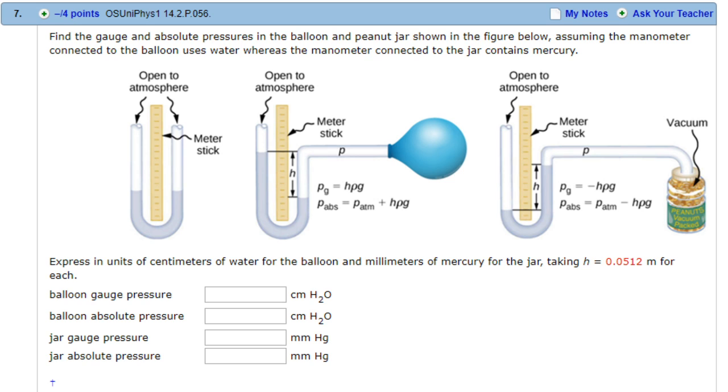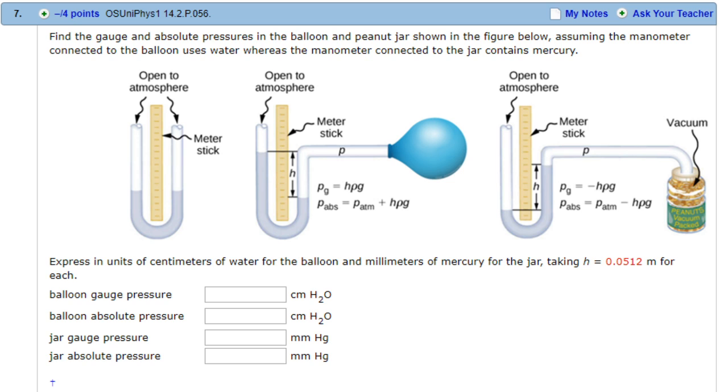And then on the third one, it's the opposite, where we have a vacuum pulling on one side of the tube, and it's actually sucking. In the third case, it's mercury, it's pulling that mercury up into the tube. So our goal is to find our gauge pressure and our absolute pressure of both of those.